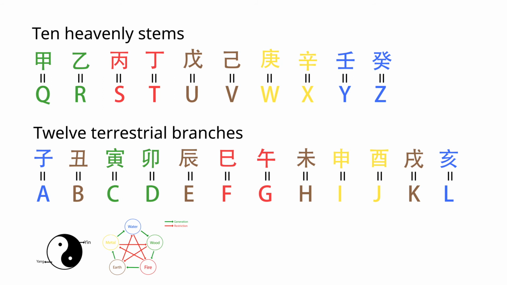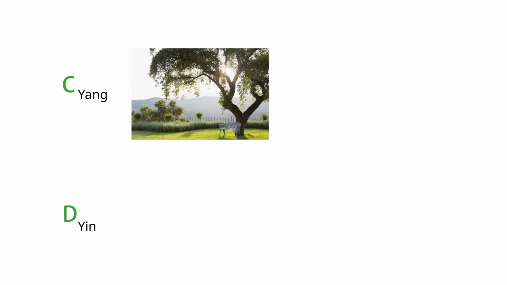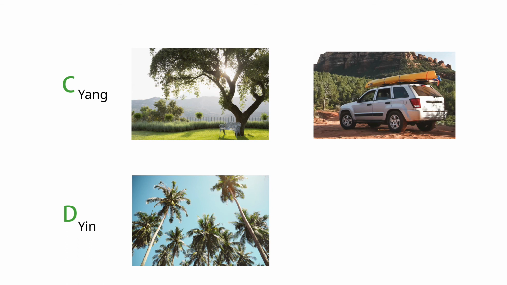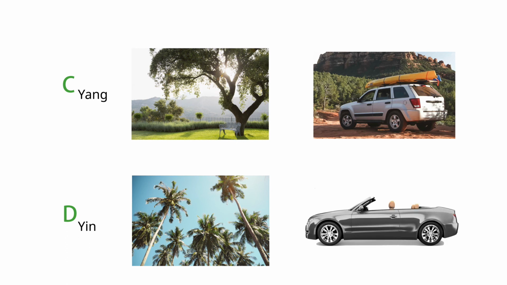For example, you can see from the color that the 5 elements of C and D are all wood. The difference between them is that the yin-yang attribute of C is yang and the yin-yang attribute of D is yin. If we regard C and D as 2 kinds of trees, C is the kind of very hard tree and D is the kind of very flexible tree. If we regard C and D as 2 kinds of cars, C is the kind of slightly larger car, and D is the kind of slender sports car.